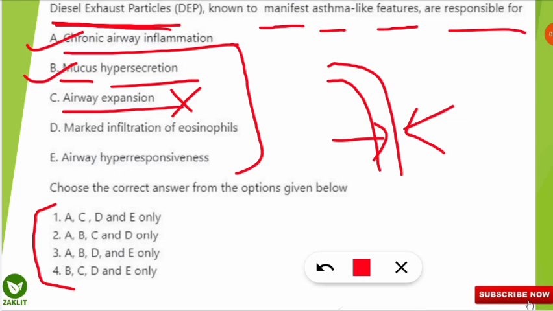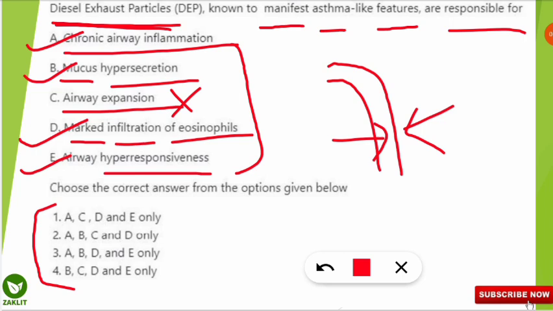The next one is marked infiltration of eosinophils. Eosinophils are present in our blood cells, in the WBCs. So there is infiltration of the eosinophils. This is also correct. And airway hyper responsiveness. Yes, hyper responsiveness means our air passage is more responsive. So the breathing rate increases, the heartbeat increases.